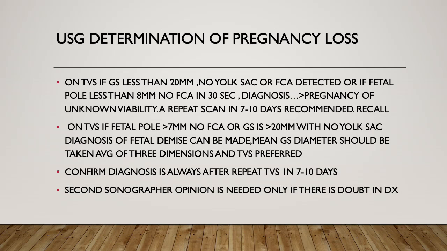This is a recall question. Every year the exam question will come from this. On TVS, if the fetal pole is more than 7 mm and the gestational sac is more than 20 mm and there is no yolk sac and no fetal cardiac activity in the fetal pole of more than 7 mm, then the diagnosis of fetal demise can be made. So always, if a diagnosis of miscarriage is made, it should be confirmed by a rescan after 7 to 10 days. It is a must, and the question always comes like this in the exam.